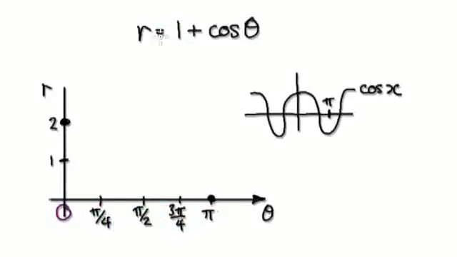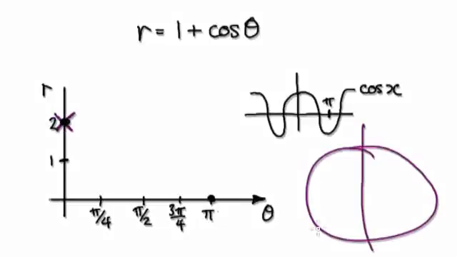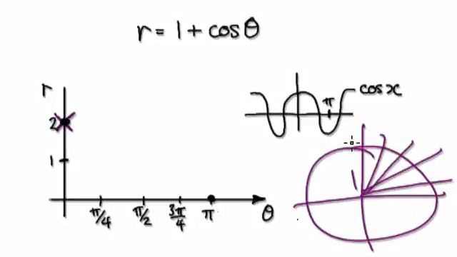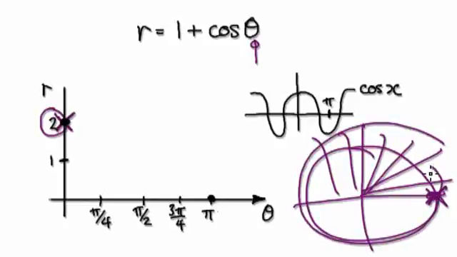When theta is 0, what is the radius? Put 0 into here. Cosine of 0 is 1, so this thing here will be 1. And 1 plus 1 will be 2, so it will be here. What that means is, when the angle is 0, the radius will be 2. So it'll be right here on our graph.